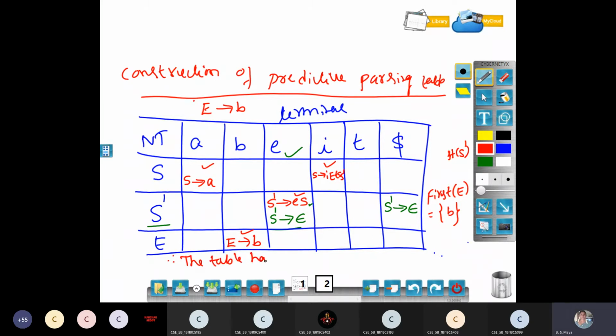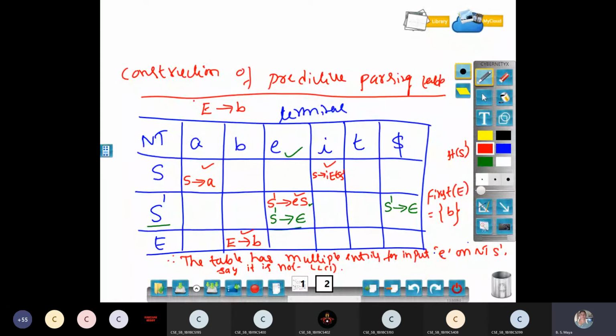Then you can write: therefore, the table has multiple entries for input symbol E on non-terminal S dash, so we can say it is not an LL1 grammar. See, after this parsing, now I can say that the grammar is not LL1.